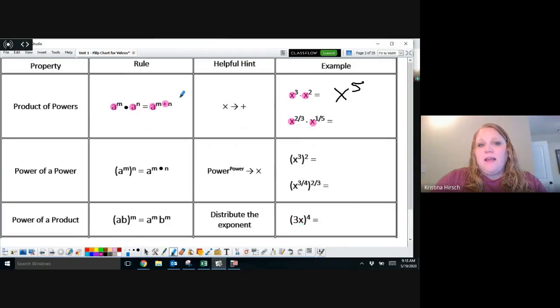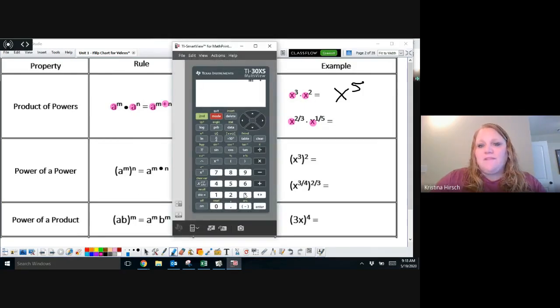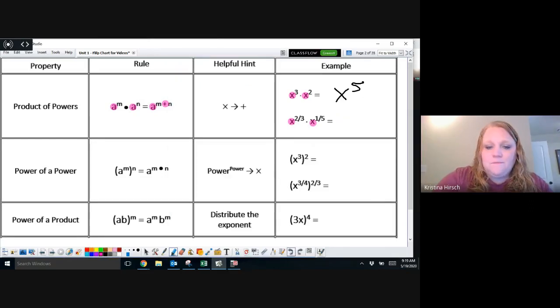I'm going to use my calculator to speed things along, but if you have to do it by hand, then obviously you'd have to get a common denominator and all that kind of stuff. But we can add 2/3 plus the 1/5. All right, and I get 13/15. So this would be x to the 13/15.